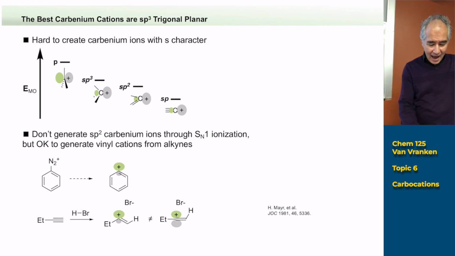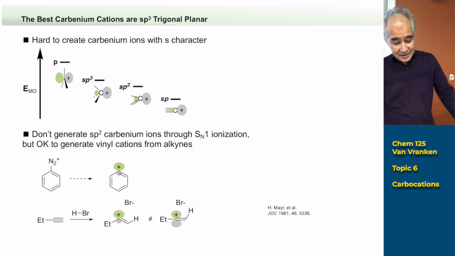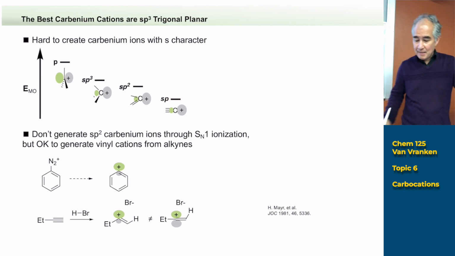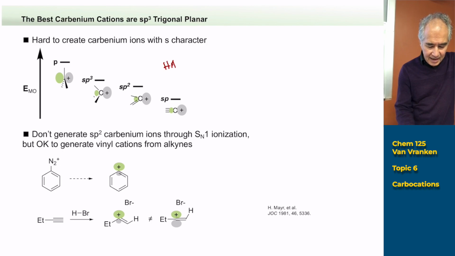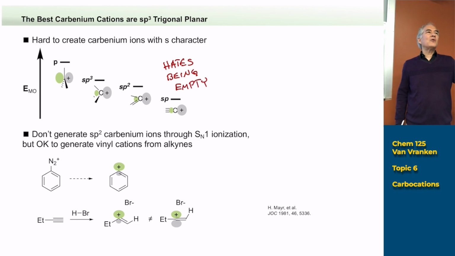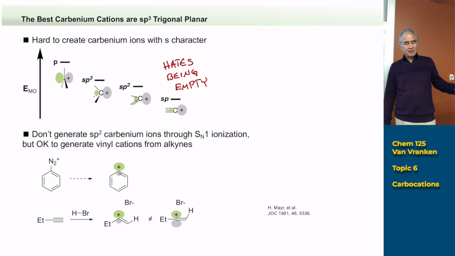And the more s character you add, the lower in energy that is, and the more it wants to be filled. When you finally get down to an sp hybridized orbital, man, that does not want to be empty. Things with sp hybridization want to be filled. That's going to be a crappy carbocation, carbenium ion. It just despises being empty. You do not want to be generating empty sp hybridized orbitals. If you're going to make an empty orbital, make it an empty p orbital. You want to put electrons into lower energy orbitals, not empty them out.